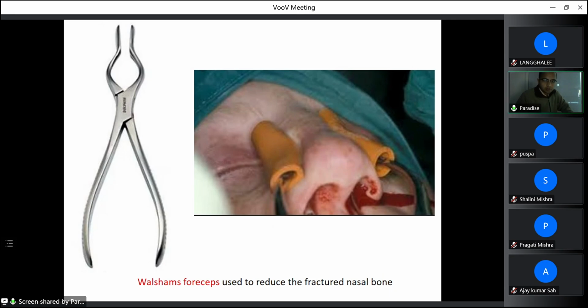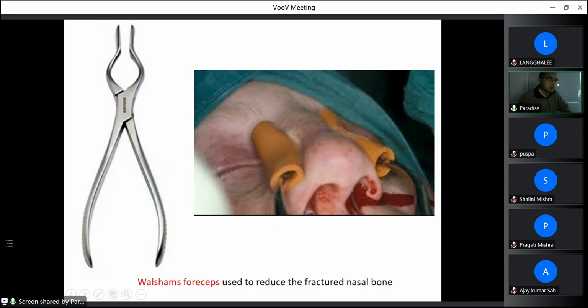So Walsham forceps are two-part. The outer part is coated. If you don't have such a forceps, you can just use any cotton or gauze pack so that you don't traumatize the outside soft tissue. And you have to insert one of the beaks inside the nasal cavity and one on the outside, and once you press, all the fracture fragments will be aligned together. It's simple. It is also non-surgical treatment, or closed. We say it as a closed reduction. So closed reduction can be done with the help of Walsham forceps in case of nasal bone fracture.